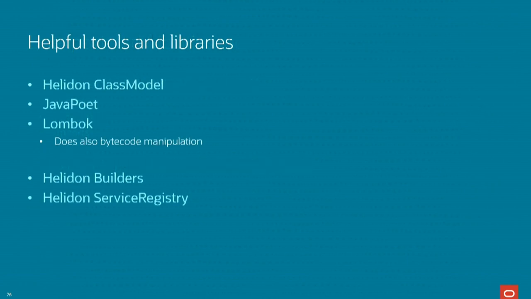Because of that, there are helpful libraries you can use for your code generation. For example, Helidon class model. I'm mentioning it because I work for Helidon, and that's what we are using there. Or you can use JavaPoet or Lombok, even though I'm not exactly a fan of bytecode manipulation, which it does as well. You could also use stuff like Helidon Builders to simplify your builder generation. That's what we are even using. I'll get to that later.